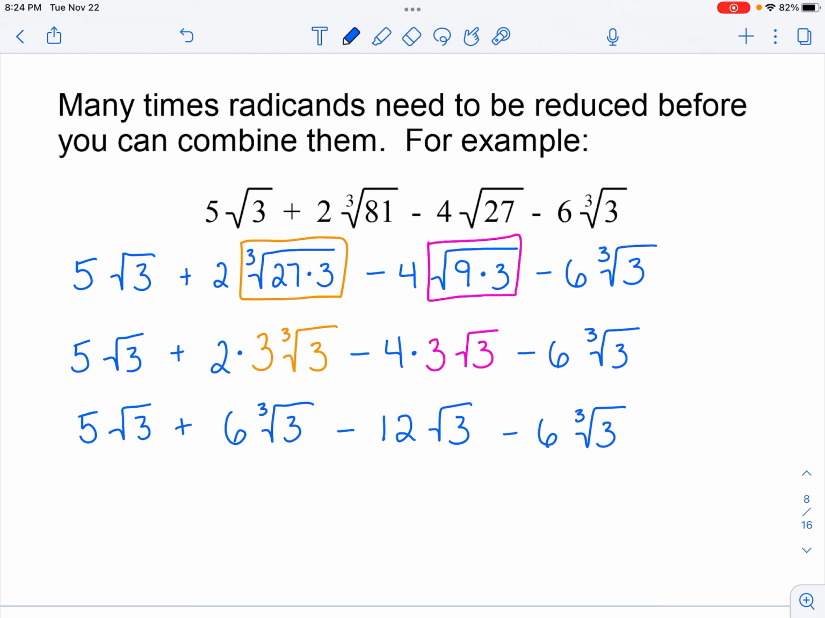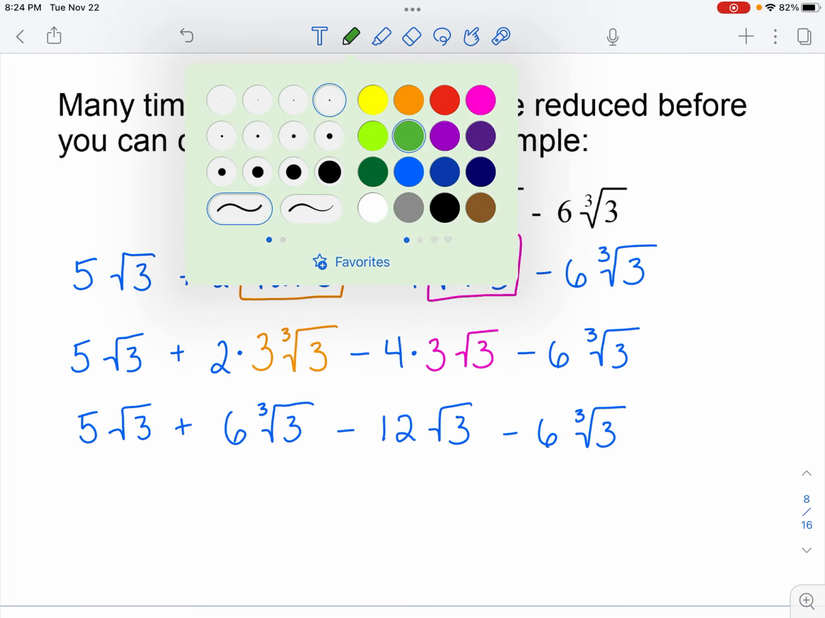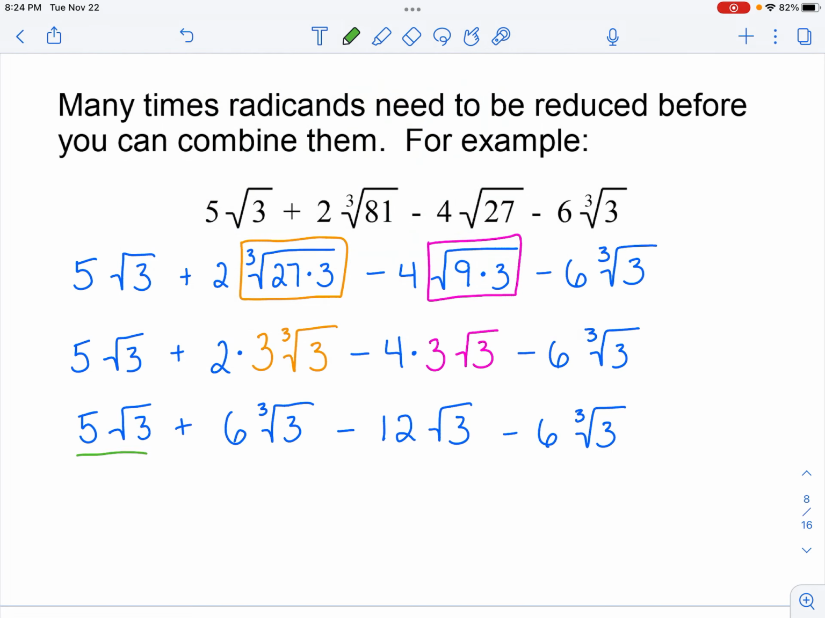So I've simplified each individual term as much as possible. Now I want to try to identify any like terms. I see a 5 square root of 3 here. Are there any other square root 3's? There are. Right here, I have a negative 12 square root of 3. So if I have 5 square roots of 3 minus 12 square roots of 3, 5 minus 12 is negative 7, and then I have the square root of 3 left. It's just like if I had 5x minus 12x, I would get negative 7x. So the radical part won't change, just the coefficient changed in front of it.